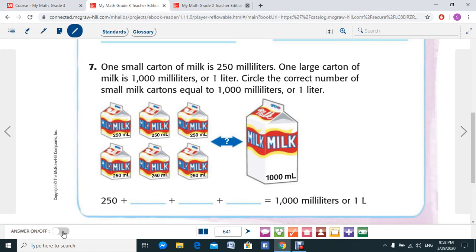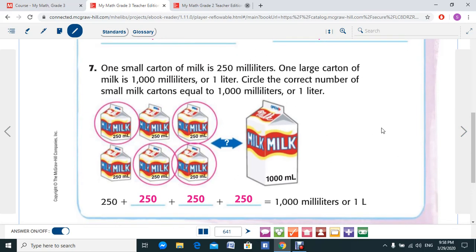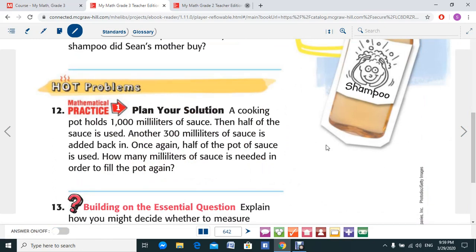Okay, let me show you the answer. Write it fast. Circle any 4 cartons of milk. Do it fast because we're going to take another page. Okay, let's see this page.